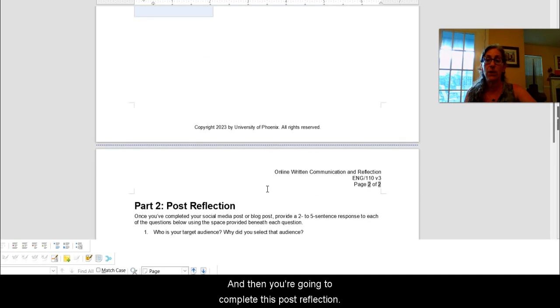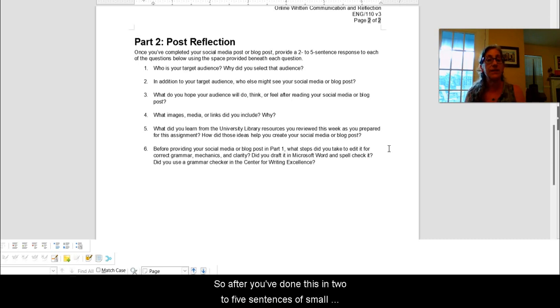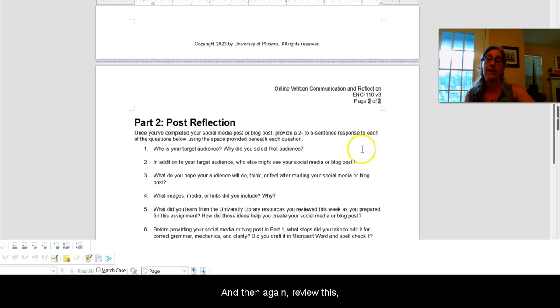And then you are going to complete this post reflection. So after you've done this, in 2 to 5 sentences, a small or brief paragraph, you're going to respond to each of these questions about this experience, all right? And then again, review this, proofread it, go over it carefully, and then submit it.